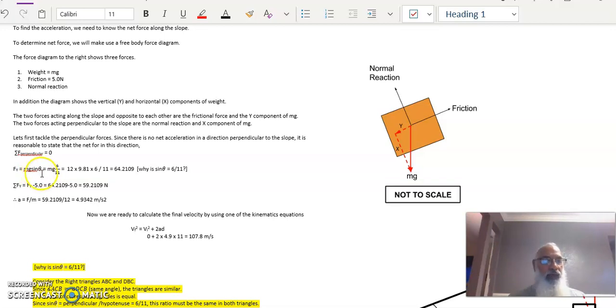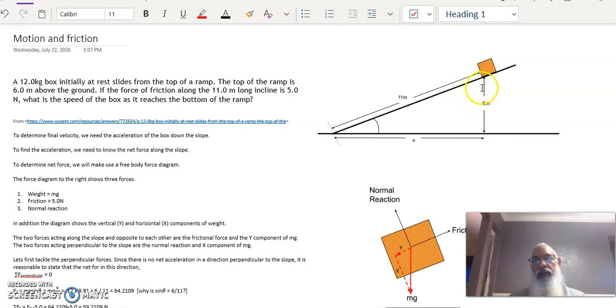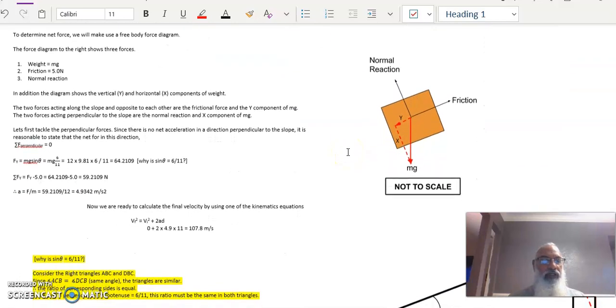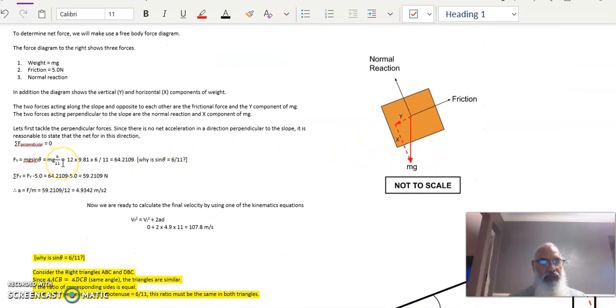And based on that, we are saying that sine theta should be equal to 6 over 11. Coming back from here, that's the perpendicular side, which is 6, and this is the hypotenuse, which is 11. So the ratio is 6 over 11. And then we solve that, and we find that the y component of the weight is 64.2109 newtons.